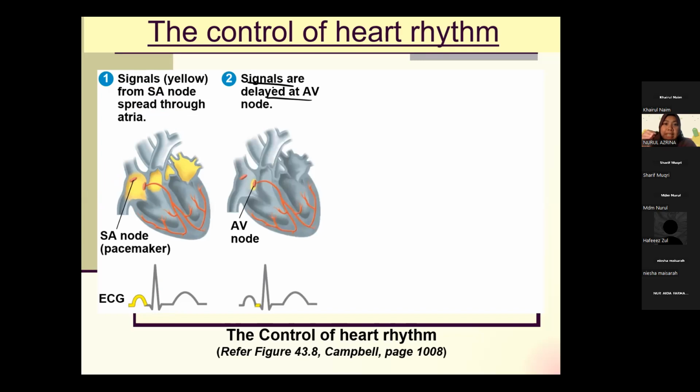Maybe around 0.1 second, as we discussed in the cardiac cycle. Right? What does it mean? The signal will stop for a moment, 0.1 second. To make sure of what? To make sure all blood in the atrium has already emptied into the ventricle. We want to make sure the atria are empty before the ventricles contract. So the atria must be empty first. That's why the signal is delayed for a short time, 0.1 second, to make sure all blood in the atria has been emptied into the ventricle.